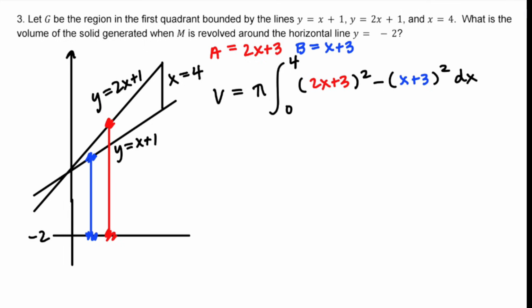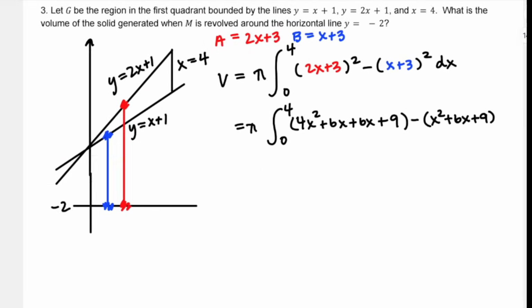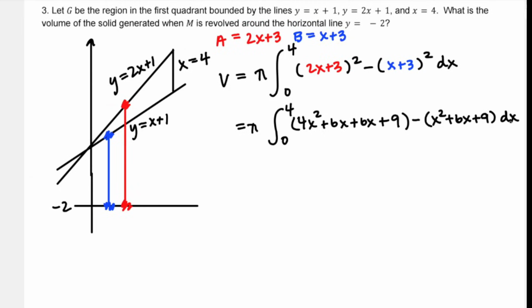Okay, we're going to need to square both of these things, so I'm going to do the algebra step first. This would be 4x squared plus 6x plus another 6x and 9, minus the square of x plus 3. That would be x squared plus 6x plus 9. And I'm integrating this with respect to x. Okay, I can do another algebra step and kind of simplify with like terms.